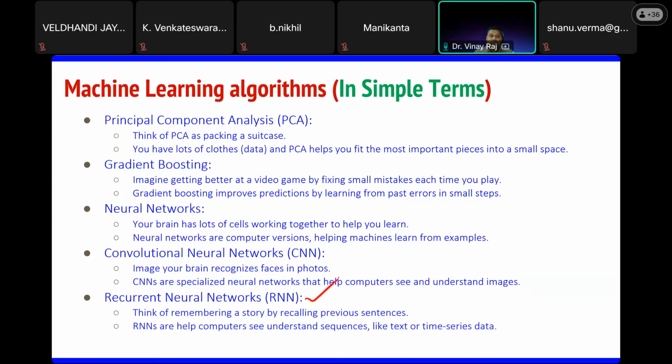Next, RNN, recurrent neural network. It is a similar one. Think of remembering a story by recalling previous sentences. Suppose you already watched a movie a long time back. There are a lot of steps in that movie. Your friend is telling you, and after telling you the third step, immediately your brain says yes, this is the fourth step, I remember now. So based on the previous steps, previous sentences, you are trying to recall your current step, right? In the same way, RNN helps computers to understand sequences like text or time series data. Sequences. So what could be the next step?